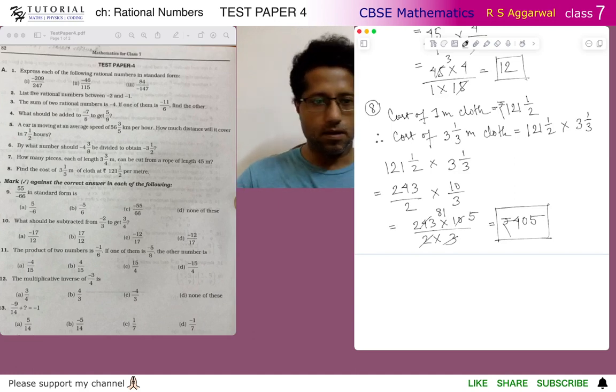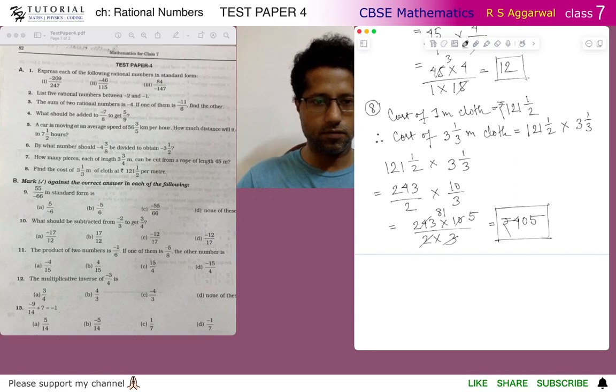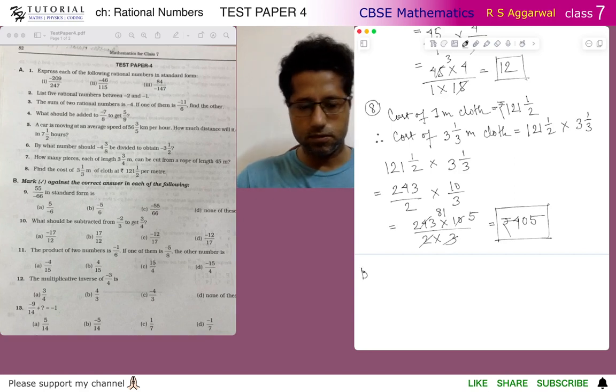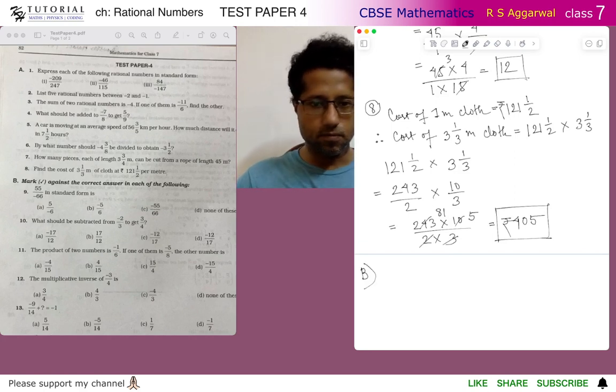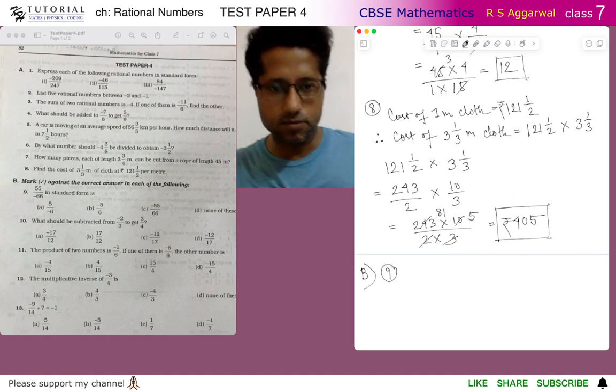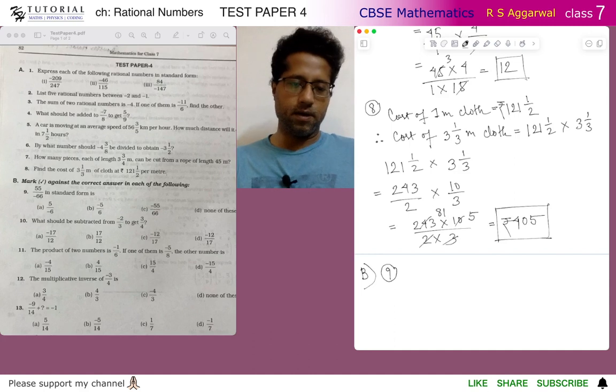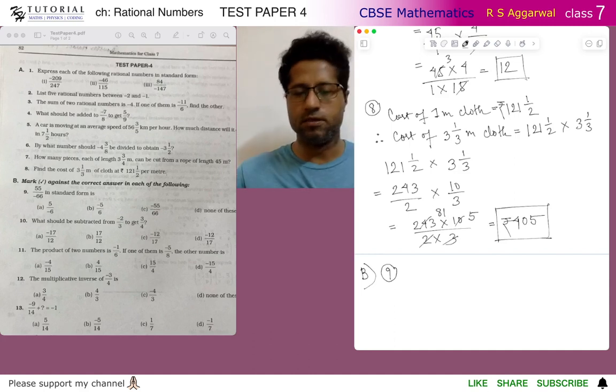Okay, let's do the next question. So we will start section B. This is MCQ. Question number 9. Mark against the correct answer for each of the following. 55 by minus 66 in standard form is: 55 divided by minus 66.